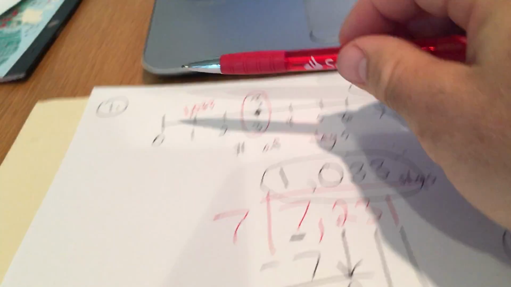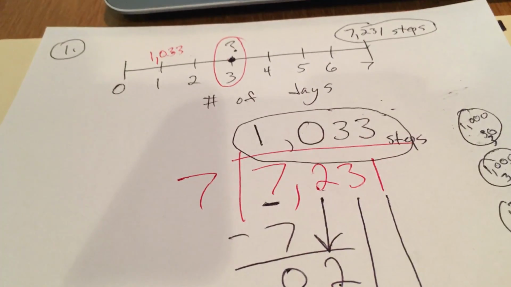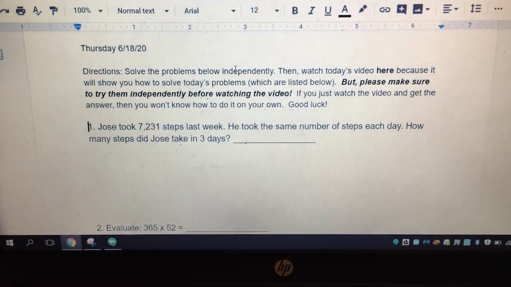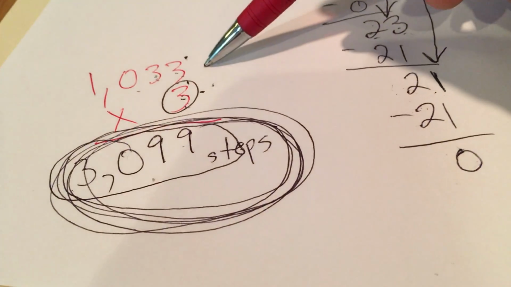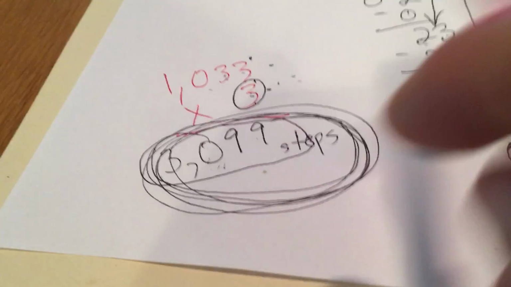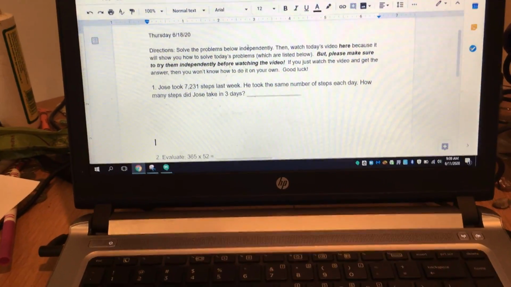Okay, so the hard part about that was we had to divide and find out how many he took in 1 day. And then really, really carefully go back to the problem and say how many did he take in 3 days, and we had to multiply each day times 3 days. So the answer was 3,099. If you got 3,099, give yourself some snaps. Nice work. Okay, let's go down to number 2.